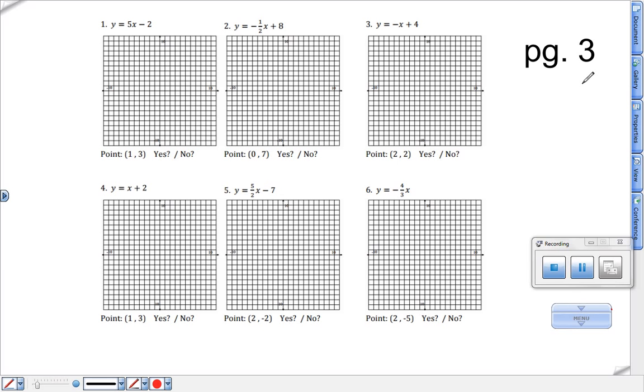I'm also going to do a couple checks to show you algebraically that it proves if that point is on the line. So here we go. And then just check the key for the others, and then feel free to come in at lunch anytime, lunch or break. I'll give you help whenever you need it.